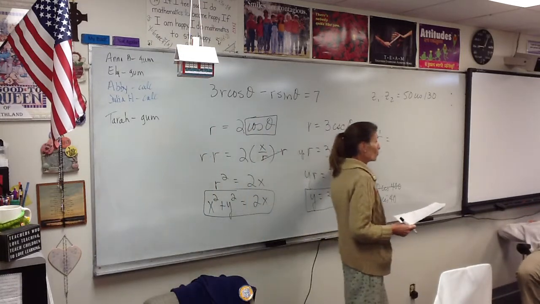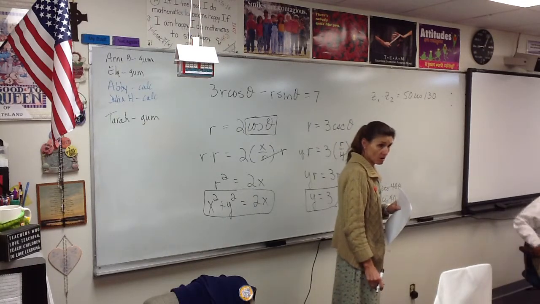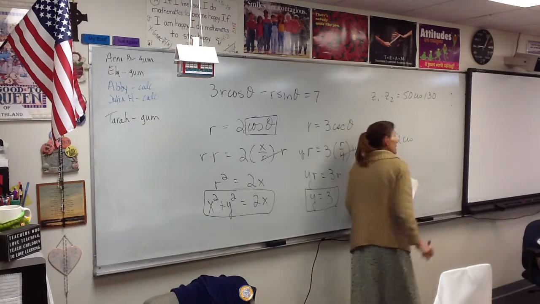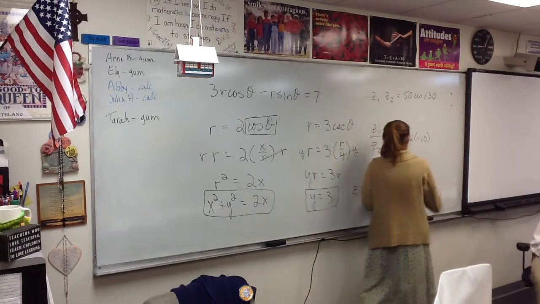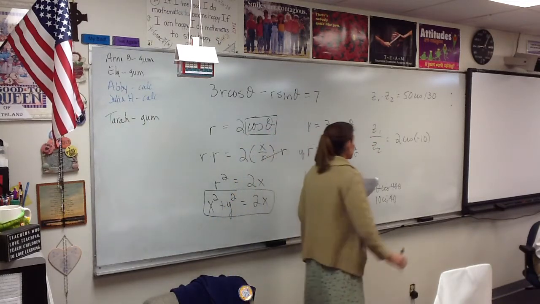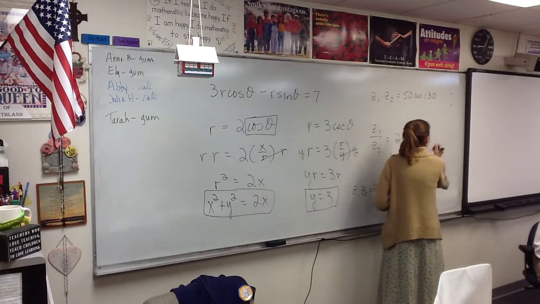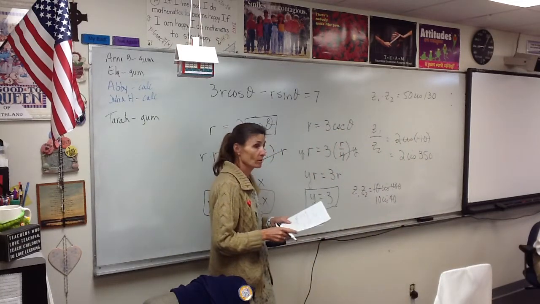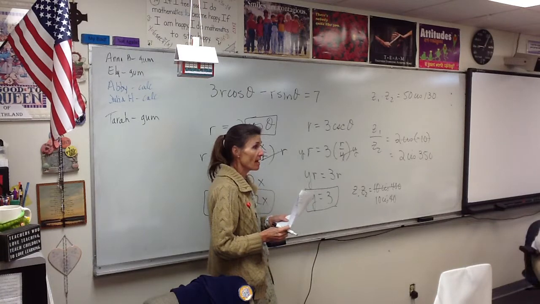How about division? What's the rule for division? Divide the r's, so that would give me 2. And then subtract the angles, and that would give me, oh, shoot, -10. Add 360, so our actual answer will be 2 CIS 350. Everybody okay with that?